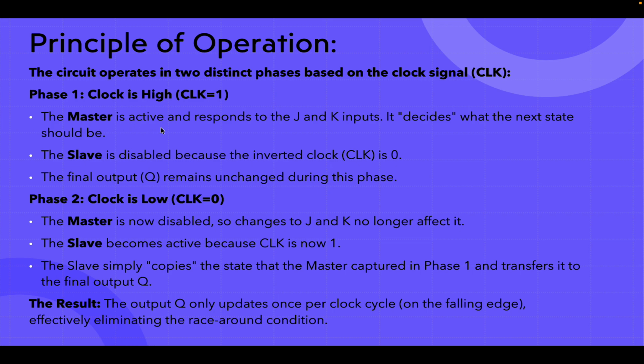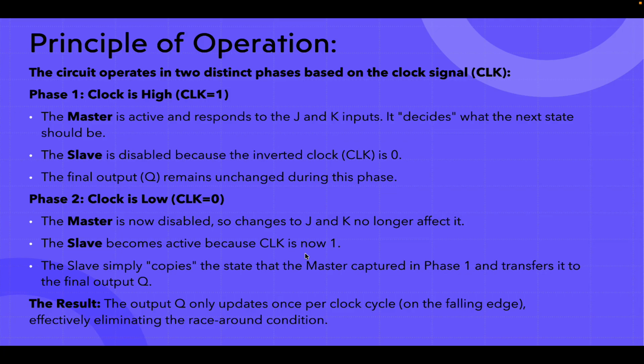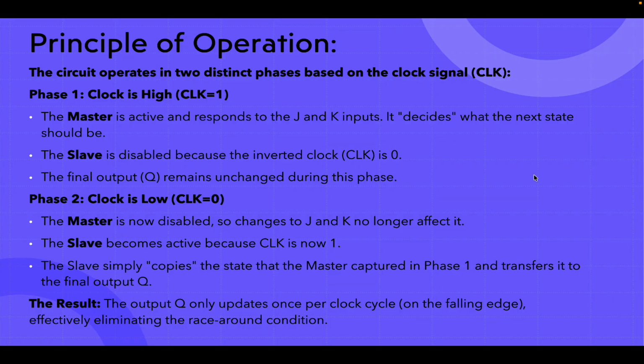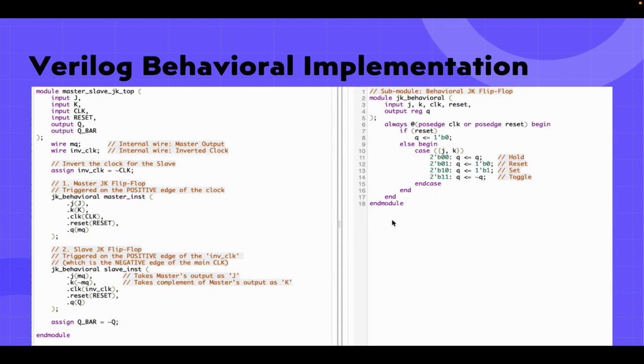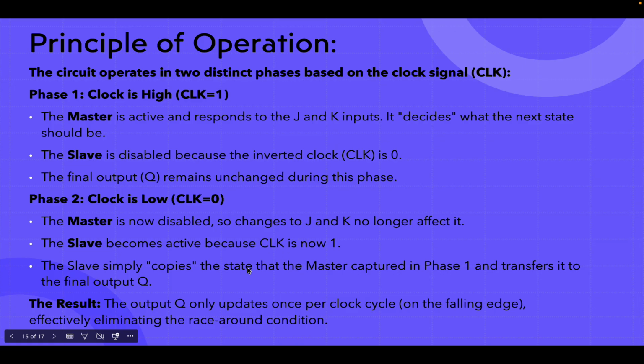The master is active. In this case, first the master is active. So it will respond to this JK input, whatever you are giving here. It decides what the next state should be. The slave is disabled because the inverted clock is 0. So if your clock is 1, master is enabled, slave is disabled. The final output Q remains unchanged during this phase. So because of this, whatever problem you had with the toggling is stopped.